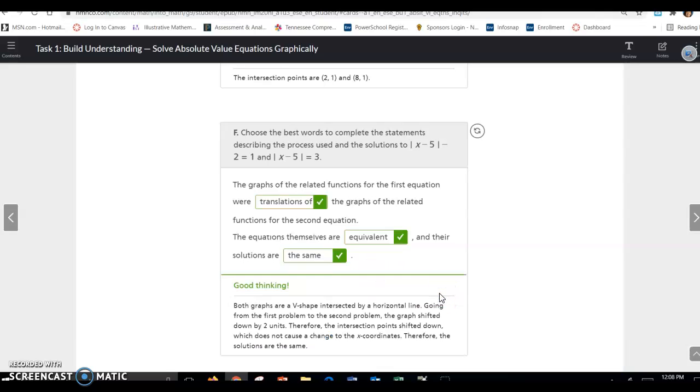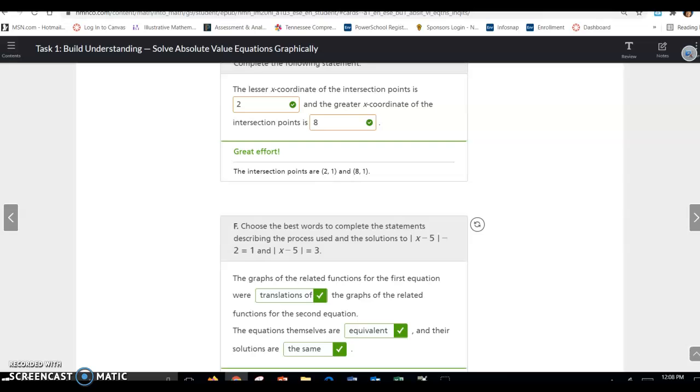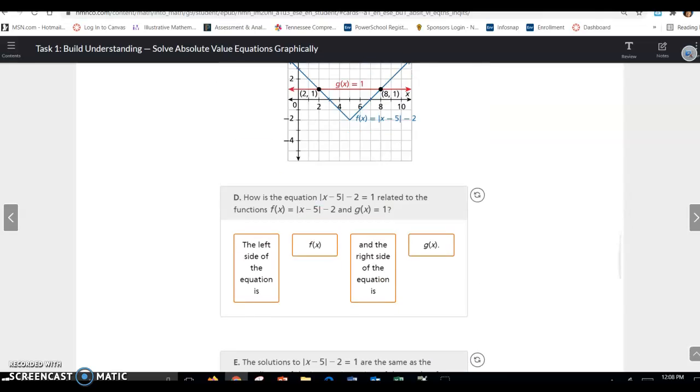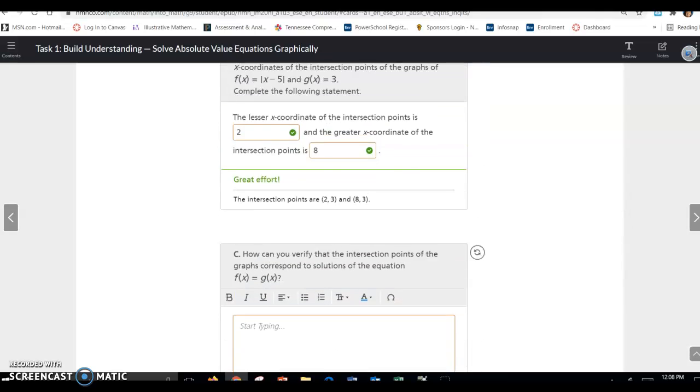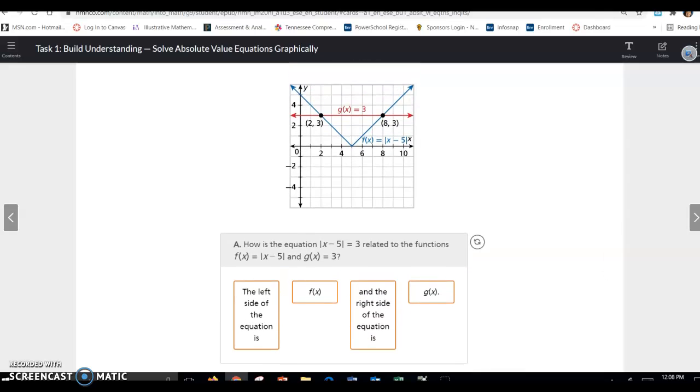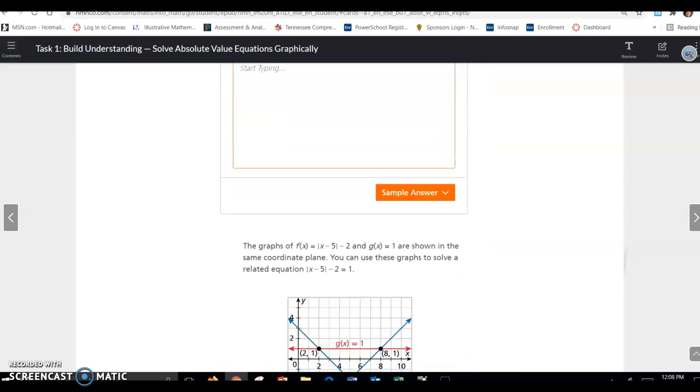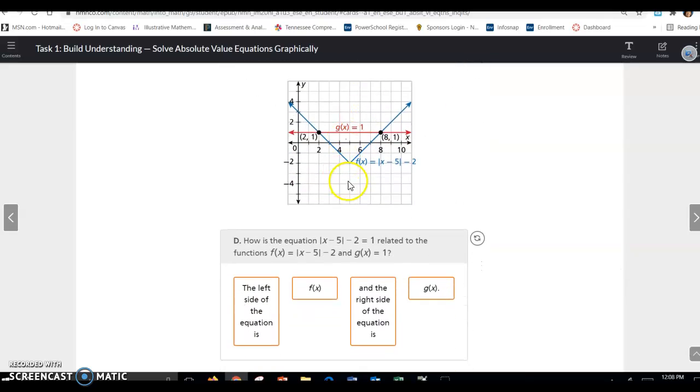Alright, so you can see above, this one has a solution of 2, 8, and the one above it has a solution of 2, 8 as well. So you can see that they have just taken this, and it's just a transformation. They have just moved it to a new location. But the intersection points, 2 and 8, the x values are still the same. All right, that's all for task 1. If you have any questions, please let me know.